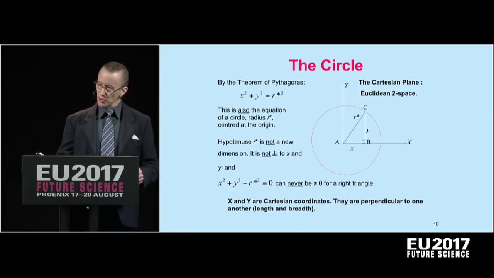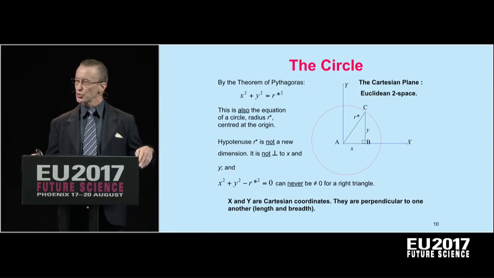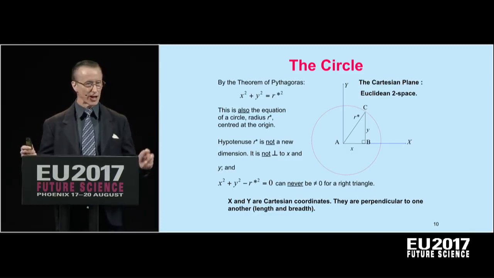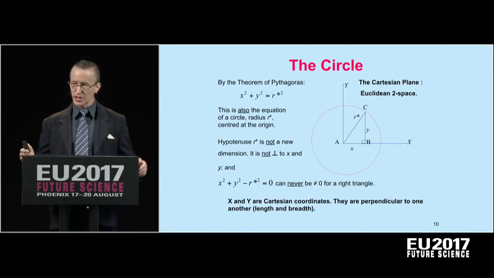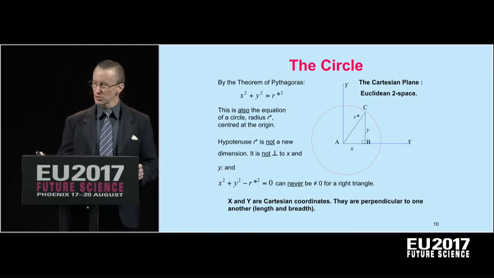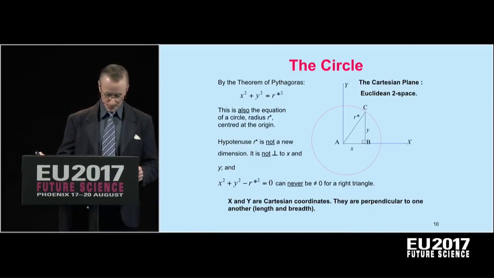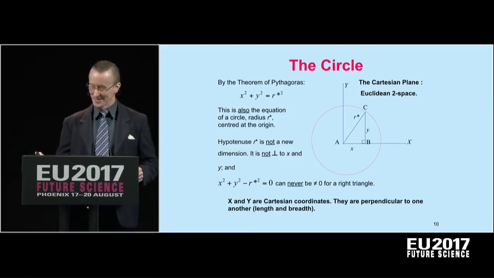Now, is the hypotenuse of the right triangle in this instance perpendicular to x and y? No, it's still the right triangle. And can x squared plus y squared minus r squared equal 0 ever be not equal to 0? This is an important point. We can see that it must always be 0 because x squared plus y squared equals r star squared. So if you subtract r star squared from each side, you must have 0 on the right side, and it's always 0. Unless, of course, you're a cosmologist, which I'll come to shortly.